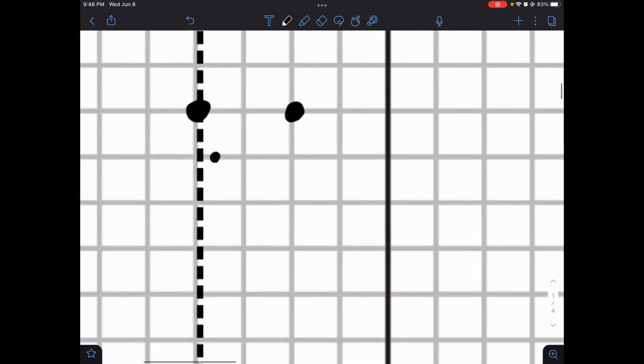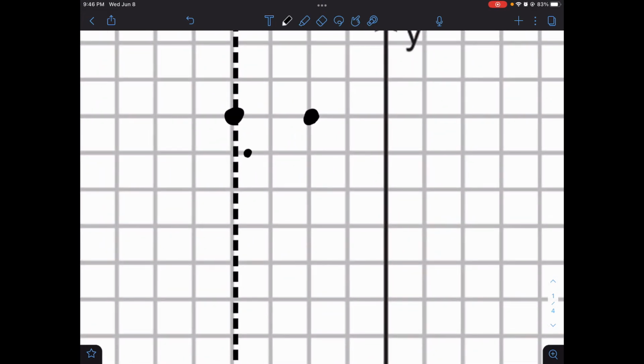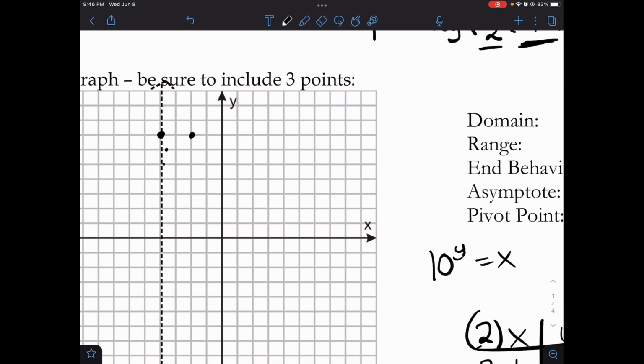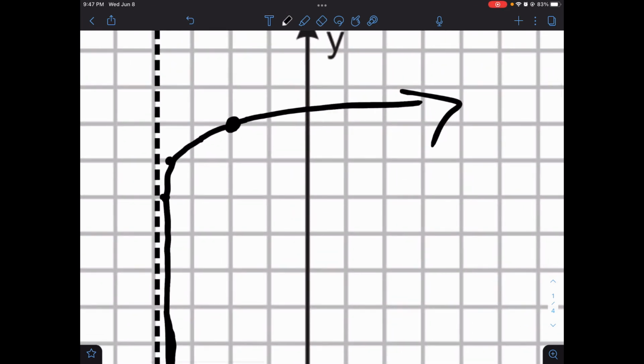So -2, down 2, and to the right very little. Let's say right there is our point. And there we go. We have our graph. We have 3 points. There we have it. And we can erase this point right here, and we can make this point a little larger, this point a little larger, that point a little larger.